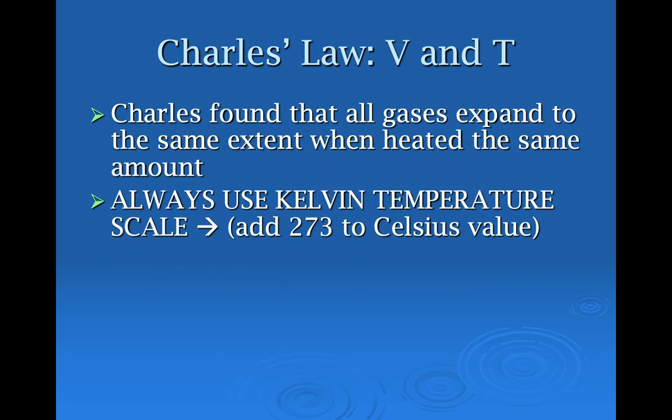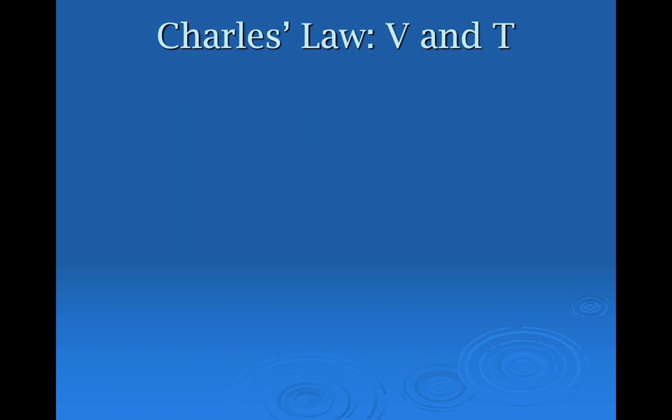The big rule with these gas laws is that we must use Kelvin temperature. And you can probably guess why. When we do any of these gas laws, we cannot get negative numbers. If we used Fahrenheit or Celsius, we would get negative numbers. Kelvin scale is the only scale that does not have negative numbers. Remember, to find a Kelvin temp, you add 273 to the Celsius value.